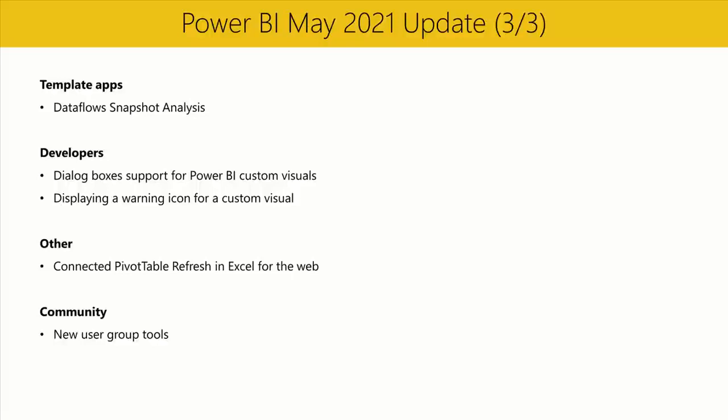Today, we're making connected pivot table refresh in Excel on the web generally available. This will allow the addition of fields from the pivot table area and the refresh of the underlying Power BI dataset connection inside Excel for the web. The data is also protected inside Excel for the web such that MIP sensitivity labels applied to the data in Power BI are inherited by the Excel file.